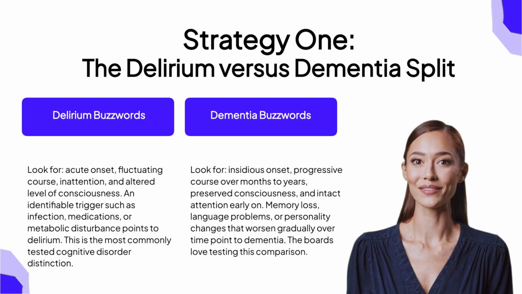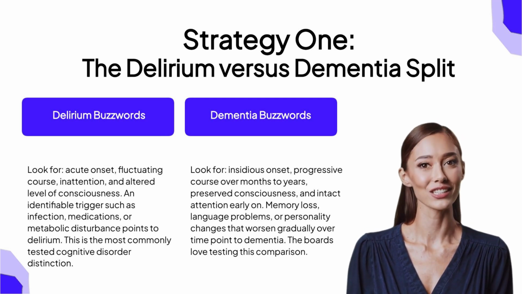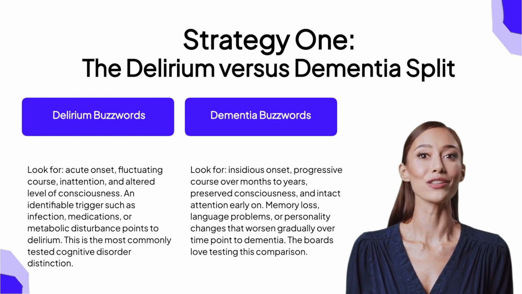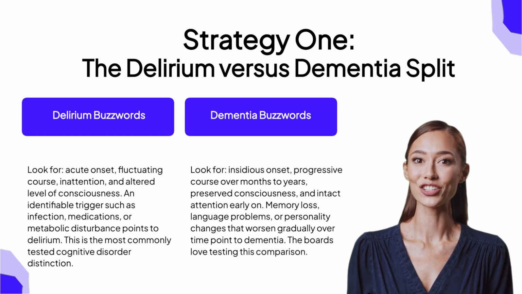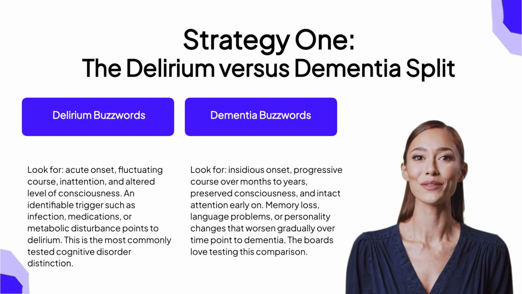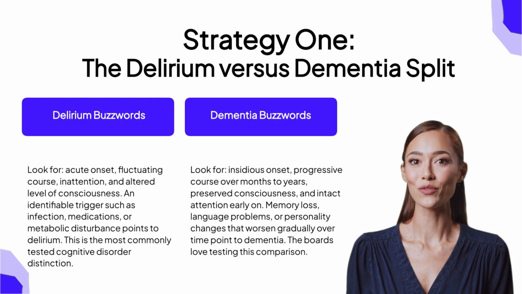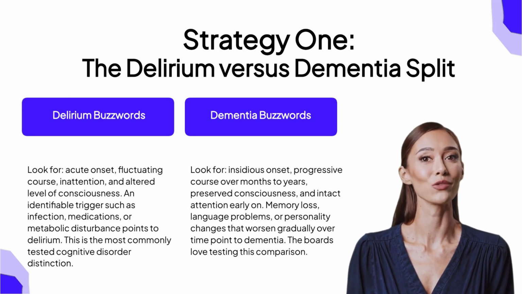For dementia, the onset is insidious and progressive over months to years. The patient has a gradual decline in memory and other cognitive domains, and their level of consciousness is preserved. Attention is relatively intact early on. The boards love giving you a hospitalized elderly patient who suddenly becomes confused after surgery or with a urinary tract infection. That is delirium until proven otherwise.